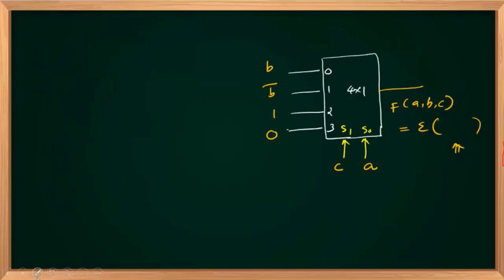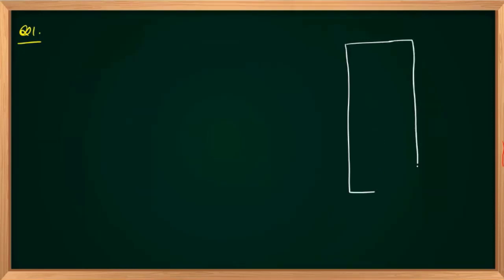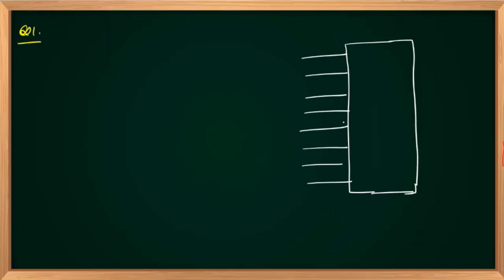Right. So let me go to question number 1. Okay, an 8x1 mux is shown. An 8x1 multiplexer is shown. Right? 8 inputs, 2, 3, 4, 5, 6, 7, 8.